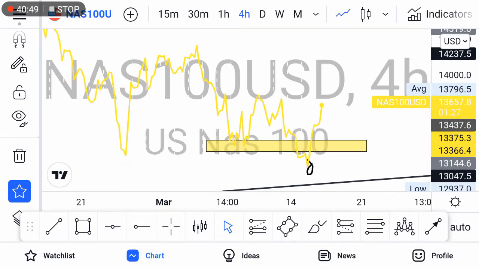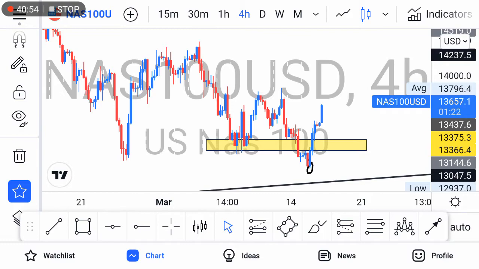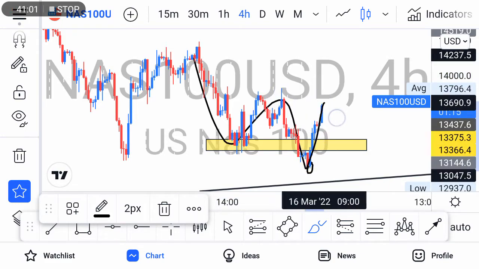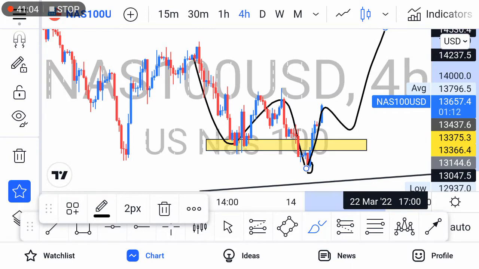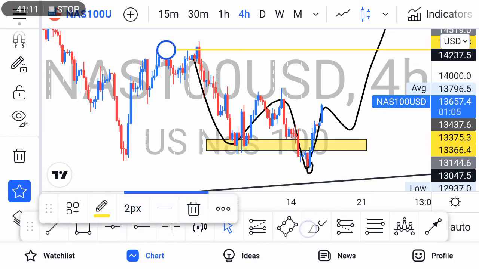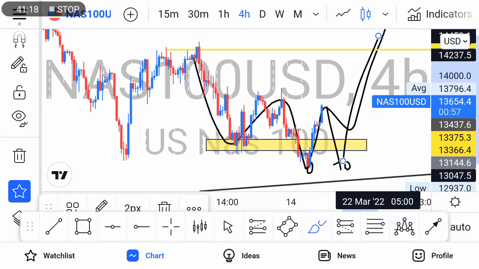a pullback. Someone can say I was able to spot those patterns because they've already happened. Now this is happening on a current market. So we're expecting a retest and we're gonna shoot up on the current market. This is what we're expecting. Or if it doesn't give us that retest, we're expecting price to give us a double bottom and shoot up.